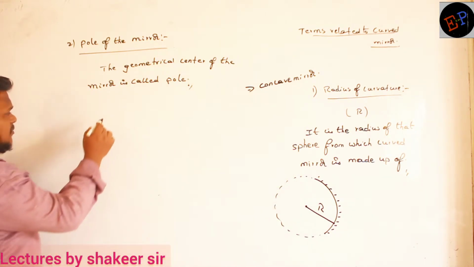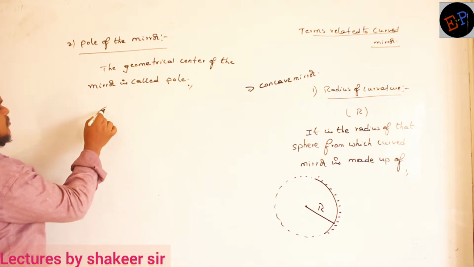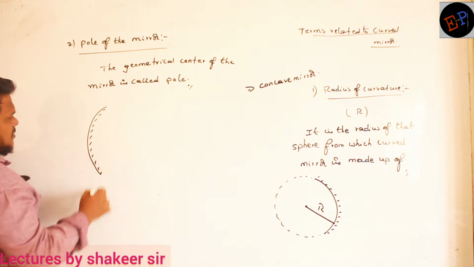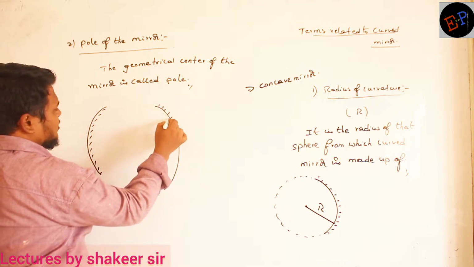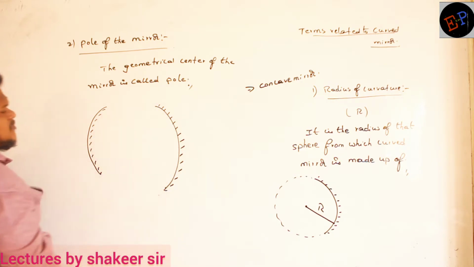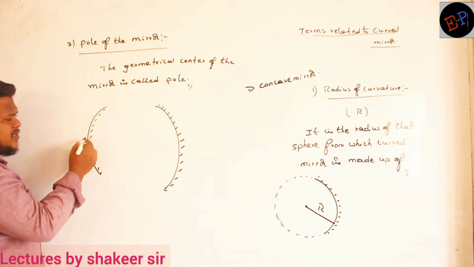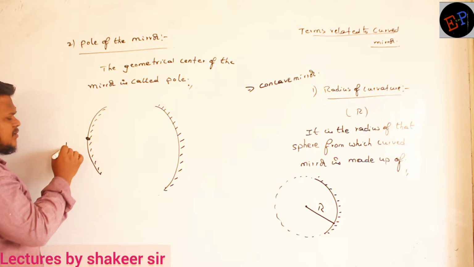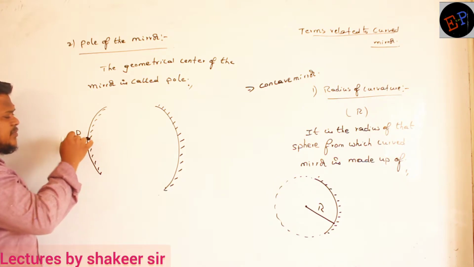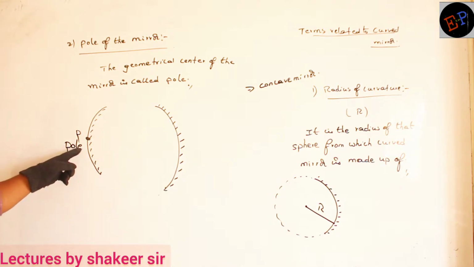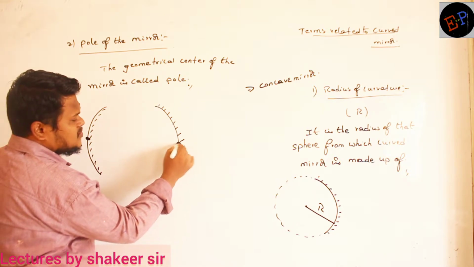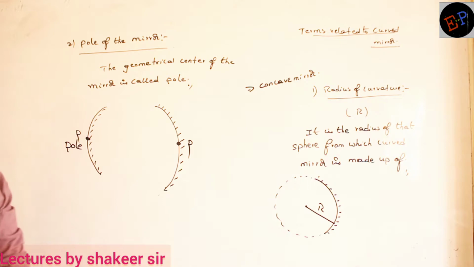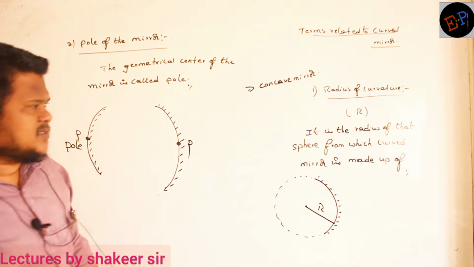For example, consider this is a concave mirror. Then what will be the geometrical center? Exactly, geometrical center means the middle of this mirror. This point is nothing but the pole of the mirror, represented by P. And for this convex mirror, what is the geometrical center? This is called the pole P, the geometrical center of this mirror. Are you able to understand now? That's all.